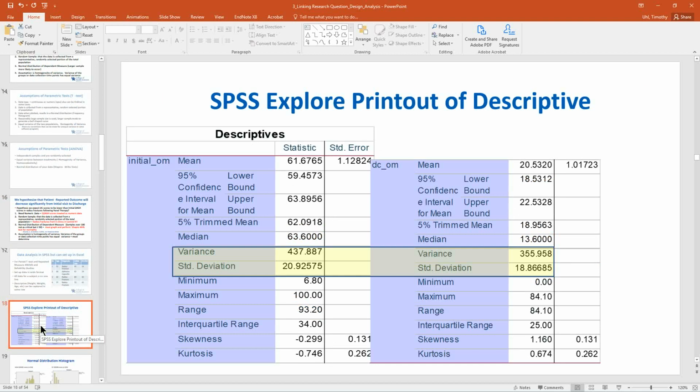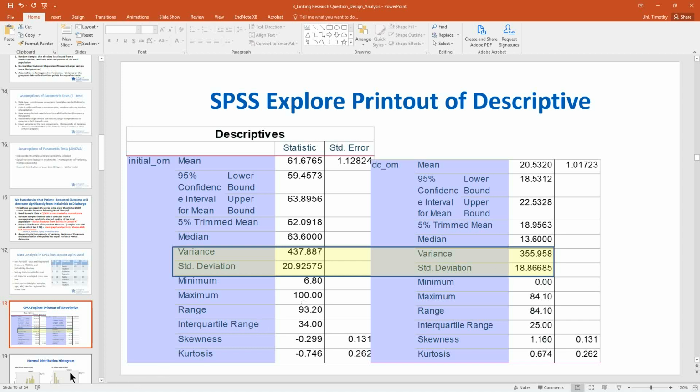So I'm going to show you how you can generate in SPSS this kind of printout where it gives you standard deviations and variance, and you can see here in yellow where I've highlighted the standard deviations at initial and at discharge are nearly identical. They're within 3 points. The variance is comparable. It's about 100 units apart, but this would probably be considered equal variance.